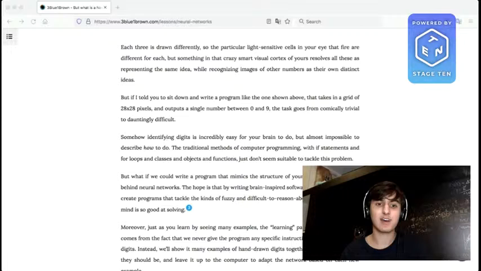Moreover, just as you learn by seeing many examples, the learning part of machine learning comes from the fact that we never give the program any specific instructions for how to identify digits. Instead, we'll show it many examples of hand-drawn digits with labels for what they should be, and leave it up to the computer to adapt the network based on each new example.